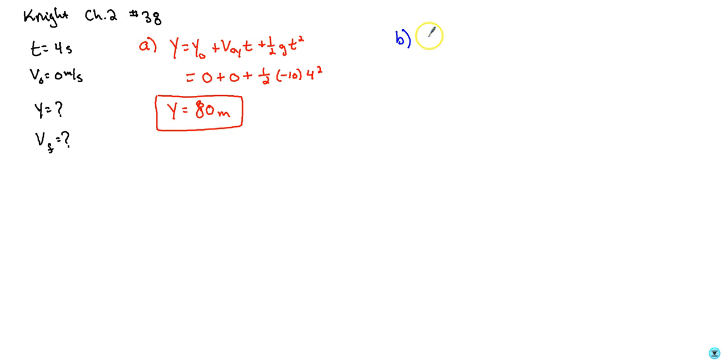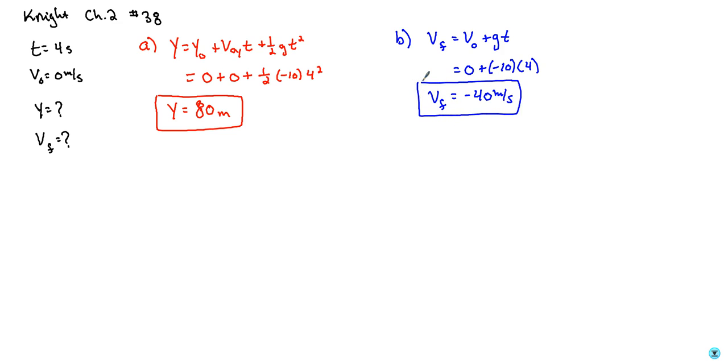The math that proves that is just using the equation v sub f equals v sub o plus gt, where again it starts from rest. Gravity is -10, and we've got 4, so v sub f will be -40 meters per second. There you go. There is problem number 38 in chapter 2.